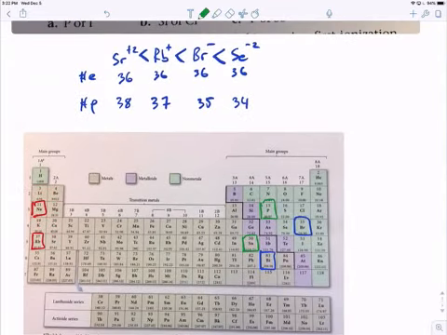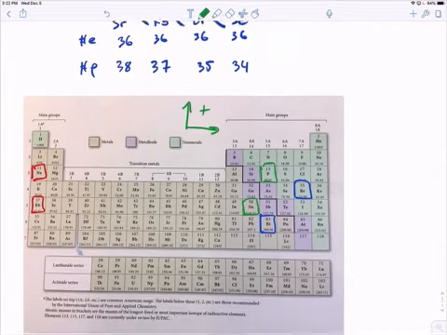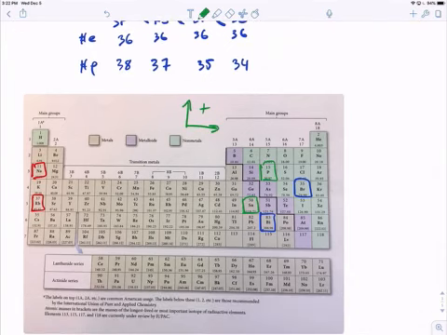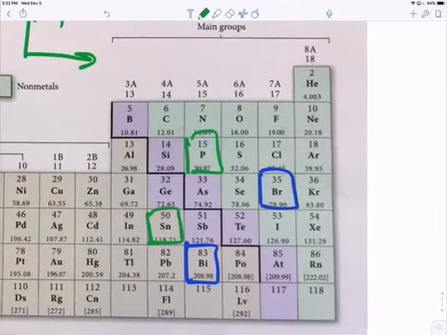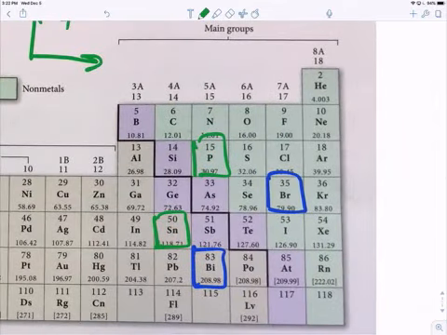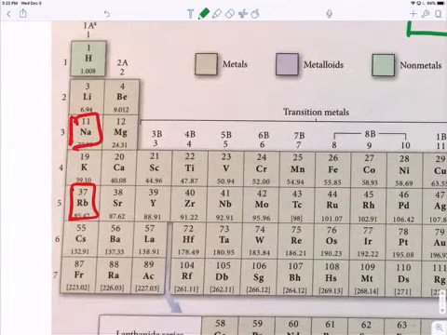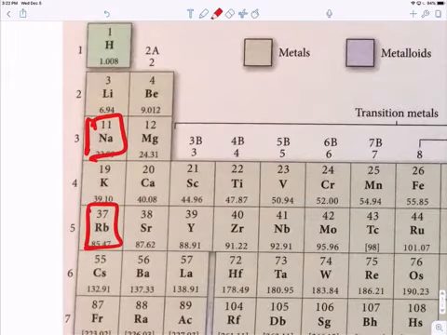Okay, so when you do first ionization energy, the trend is this. Up and to the right is positive. So if you go up in the periodic table and to the right, that is the positive direction. And actually, maybe I'll start over here. Sodium and rubidium. Sodium is over rubidium. Therefore, this is the one that has the higher first ionization energy.